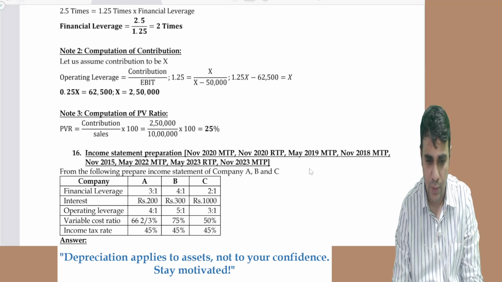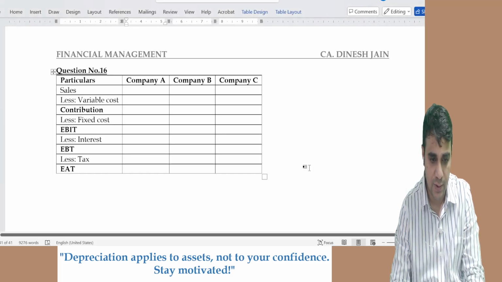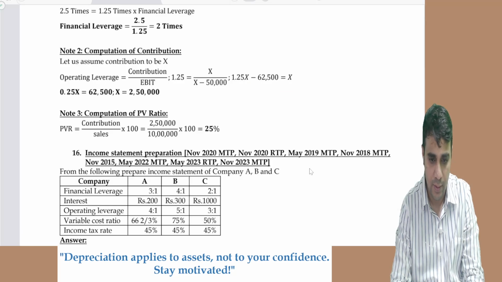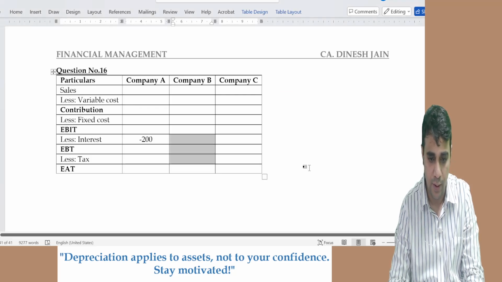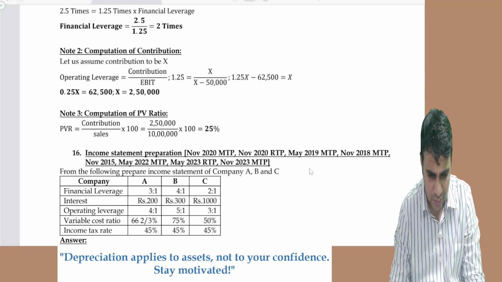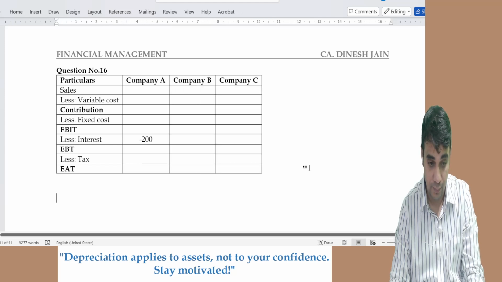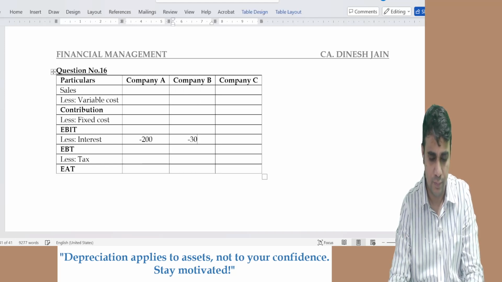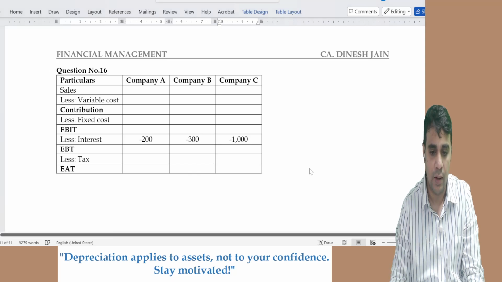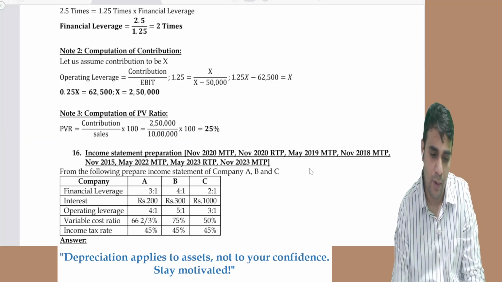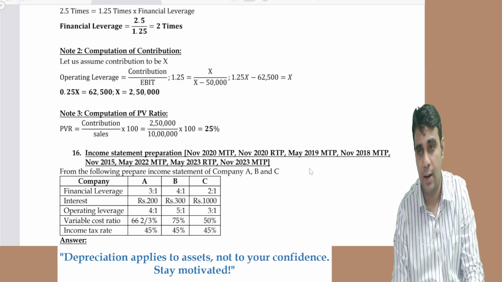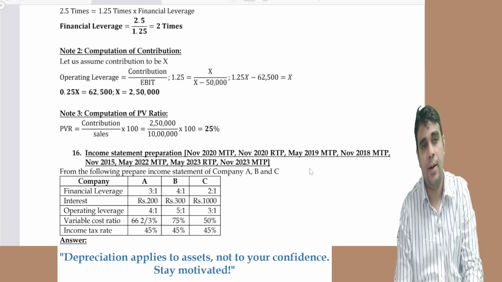What information is there in the question? Okay, right. Interest 200, 300, and 400. Sorry, 1,000. Then I also have, okay, only one information. I have FL, I have OL, I have variable cost ratio.